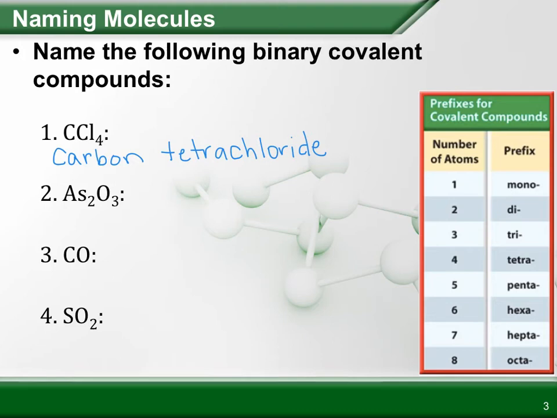Looking at our second example, we have arsenic, and there are 2 of them. Our prefix table tells us that the 2 is di, and then we do not change the name of the first element, so it stays arsenic. Then we look at oxygen. There are 3, so we see that that is tri, and oxygen becomes oxide.